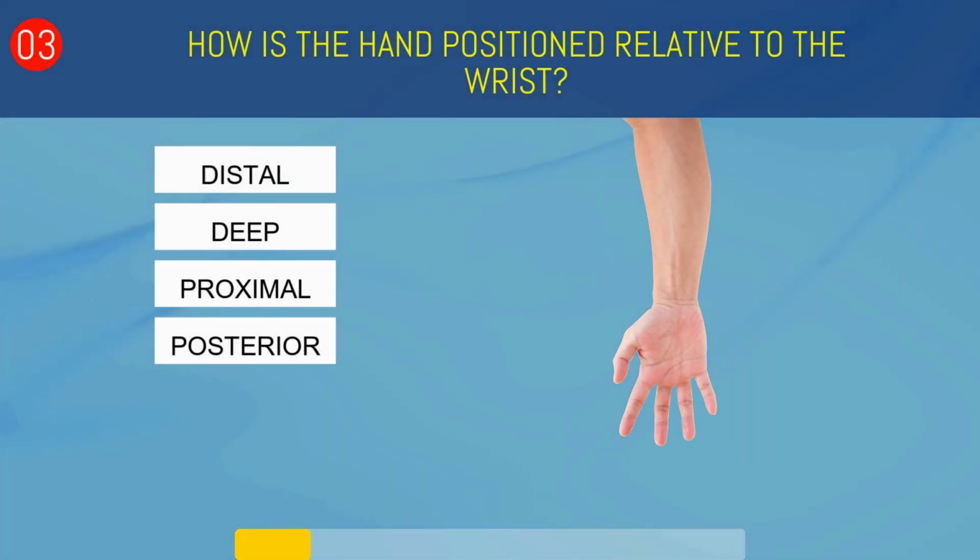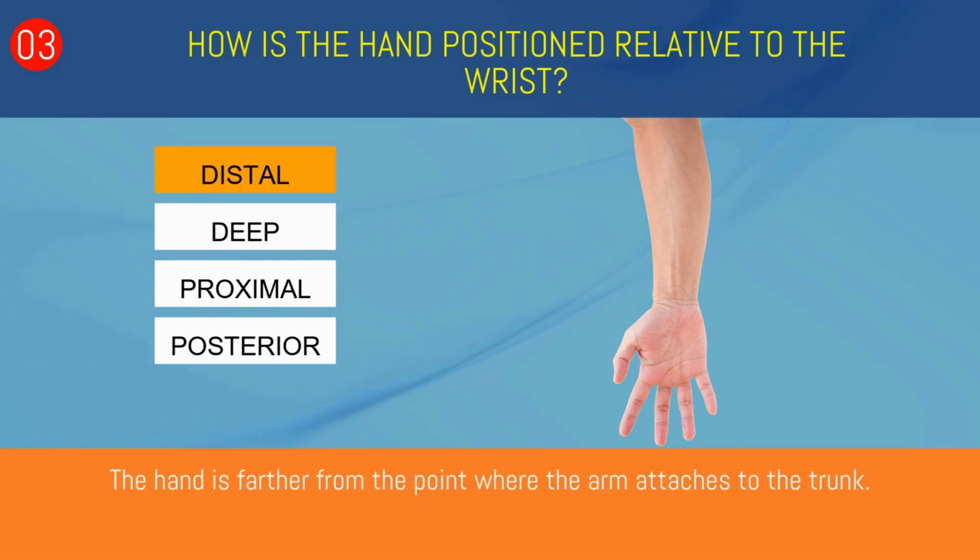How is the hand positioned relative to the wrist? Distal, deep, proximal, or posterior? Distal. The hand is farther from the point where the arm attaches to the trunk.